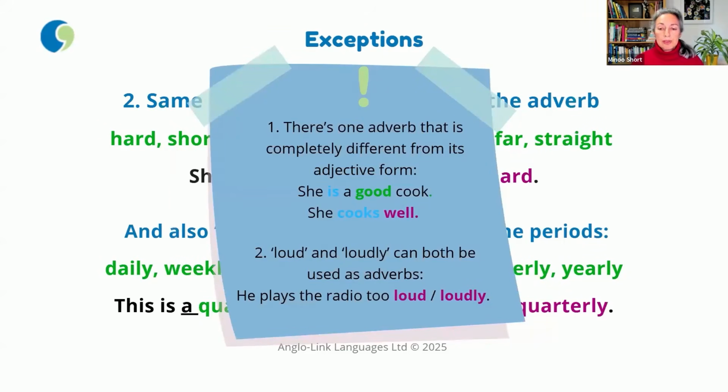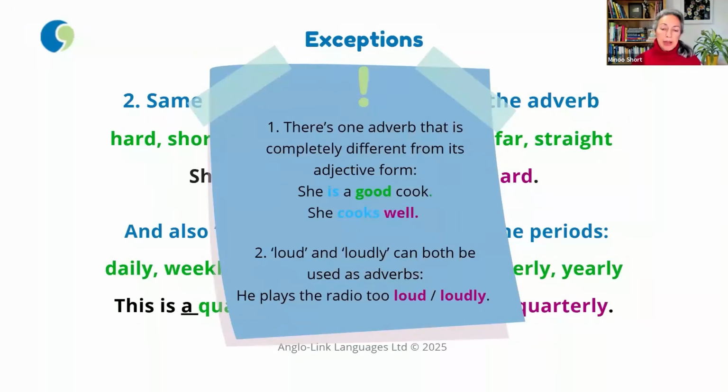The first one is that there is one adverb that is completely different from its adjective form, and that is the adverb well, which belongs to the adjective good. Good, well. So she is a good cook, but she cooks well. Be careful with that one.